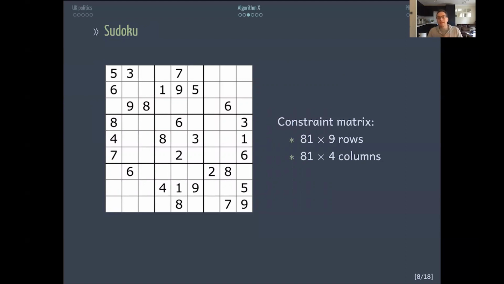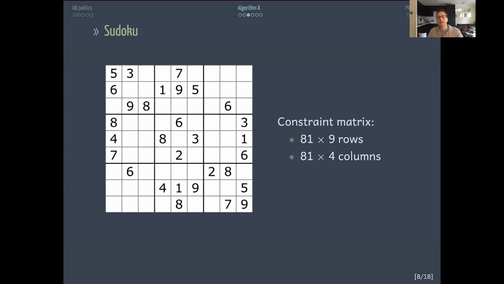There are 4 constraints here. You can only have one number in each cell. The numbers 1 to 9 can appear once and only once in each row. They can appear once and only once in each column, and once and only once in each 3x3 mini grid. So you can create a constraint matrix of ones and zeros that says that if it appears here, it should not appear in these other areas as well.